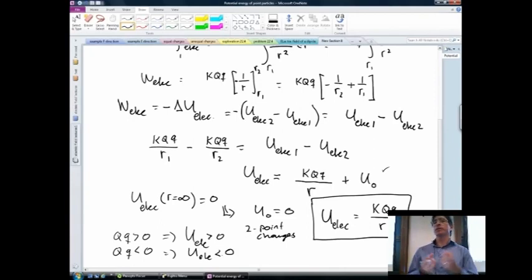Only when they're infinitely apart will they have zero potential energy. But at any other distance that is not infinite, one positively charged particle and one negatively charged particle have negative potential energy. And if they're both the same sign, both positive or both negative, then they have positive potential energy.